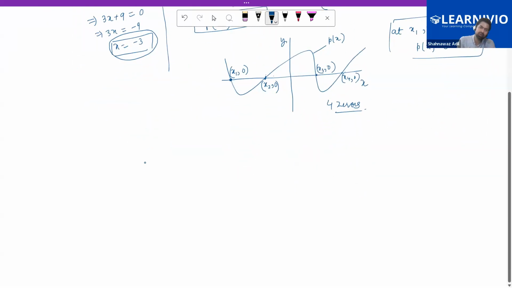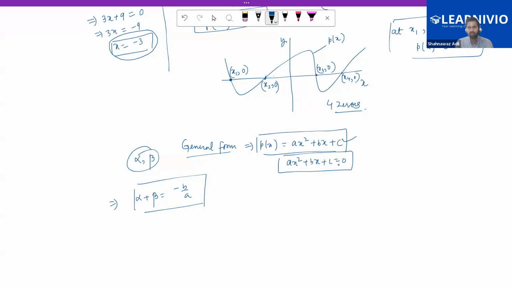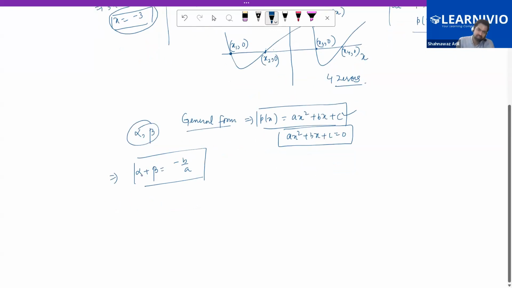In a quadratic polynomial, we have at most 2 zeros, alpha and beta. We already know that the sum of the zeros is minus b by a, because the general form of the quadratic polynomial is ax square plus bx plus c. This is the quadratic polynomial. The quadratic equation is this: if we equate the polynomial to 0, it becomes an equation. So we have the sum of the zeros as minus b by a and the product of the zeros as c by a. This is the most important thing that we have to remember.